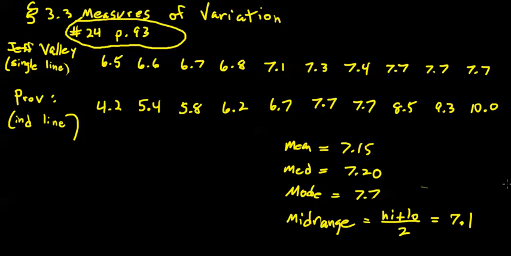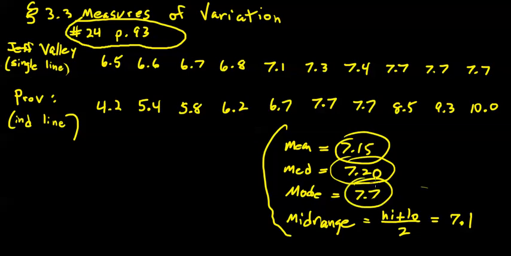All right, if we look overall at these two data sets, we can measure the center of each data set, and it turns out they're all the same. The mean for both sets is 7.15 minutes. The median is 7.2 minutes. The mode is 7.7 minutes again for both sets, and the mid-range for both sets is 7.1 minutes. So even though these two data sets have identical measures of center for all four of our measures of center, we can see that the behavior of the data is very different.